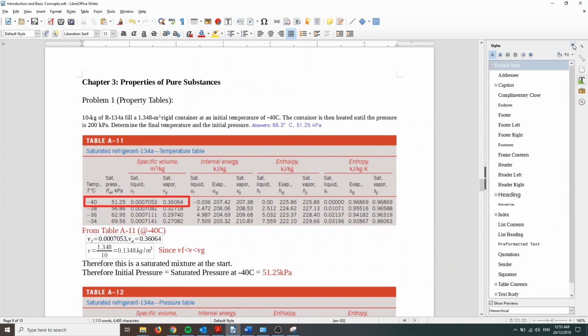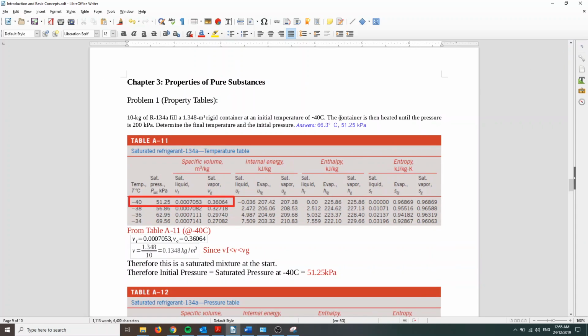Okay, so here are the chapter 3 solutions. For problem 1, the question states there's 10 kilograms of R134A filling a rigid container. Take note, it is a rigid container, which means a fixed volume, at an initial temperature of negative 40 degrees Celsius, and then this container is heated until the pressure is 200 kilopascal. Determine the final temperature and the initial pressure.